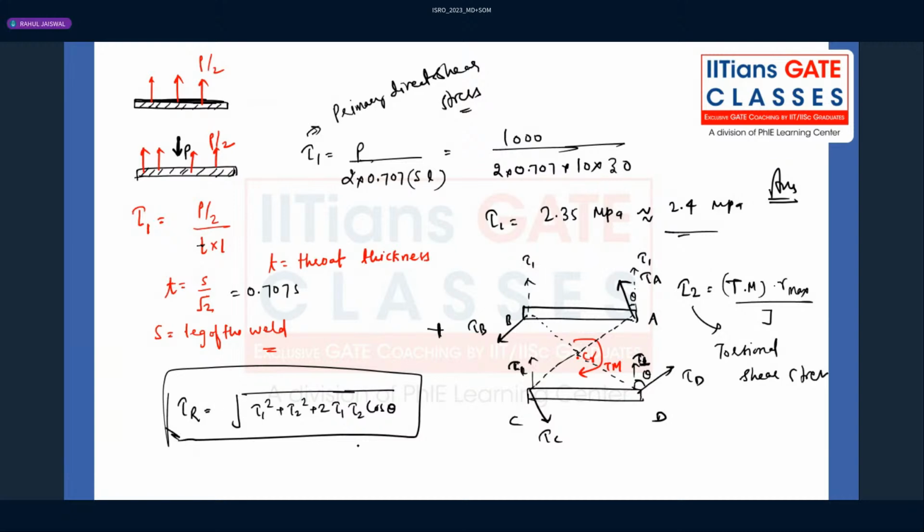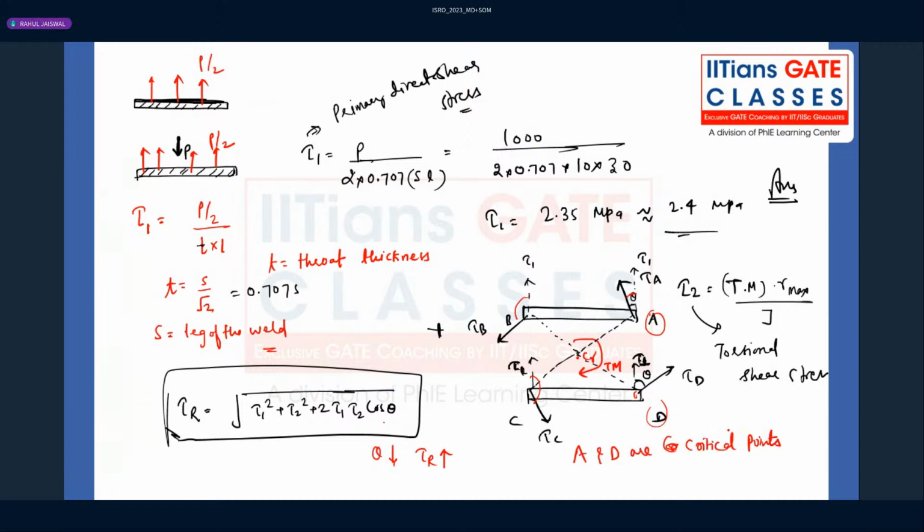Now, we have to calculate for a section where the maximum resultant loads are acting. When theta will be lesser, tau r will be higher. See that here theta like this, here theta like this. Whenever theta is lesser, so A and D both are critical points.